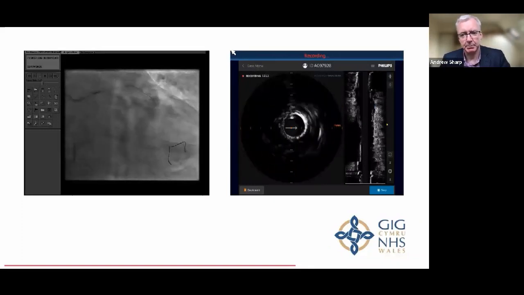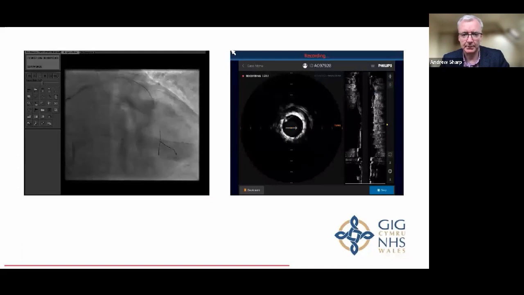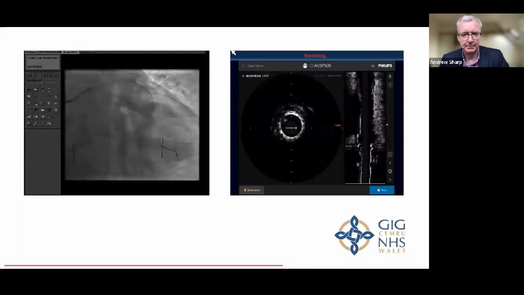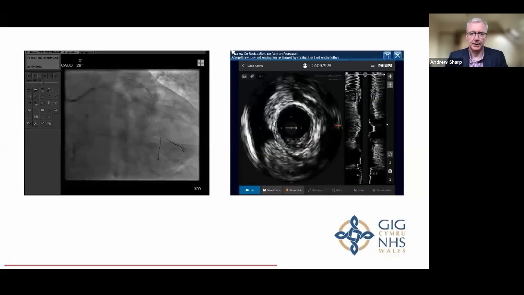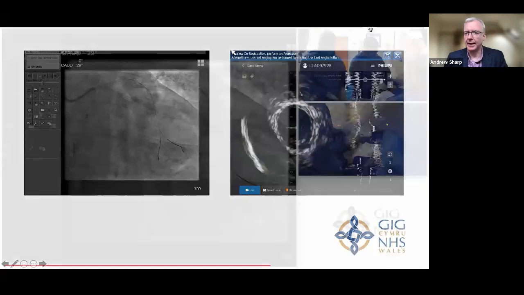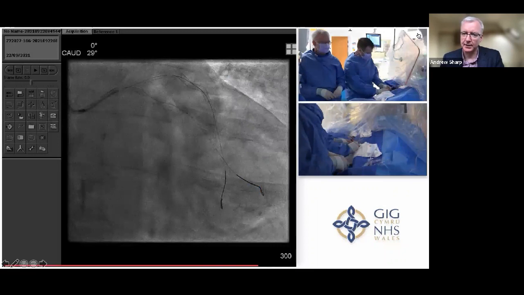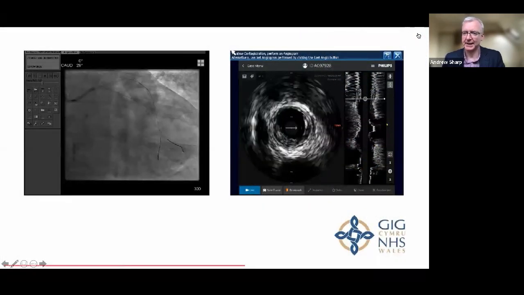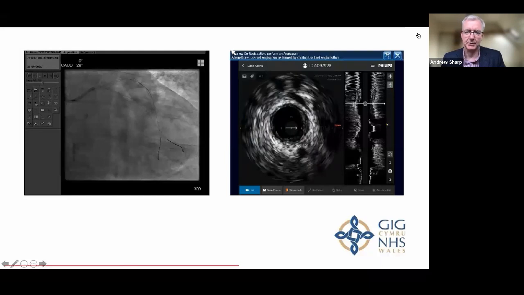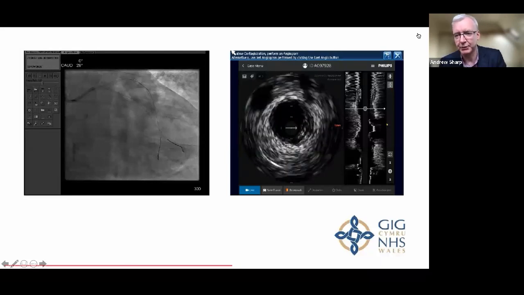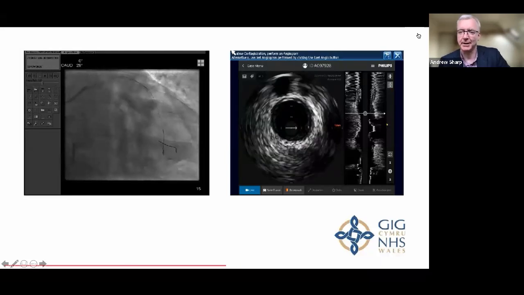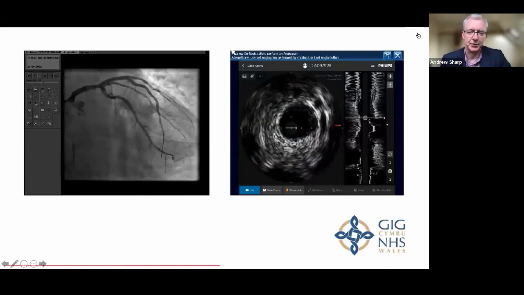As we were doing the pullback though, we got a little bit of a surprise. So I will run it again. So it's running through here. So you can see that we're looking down at the very last minute and concentrating on the mechanics of the PCI. And it was only when it was running back through that I realized that there was something unusual about this IVUS. So well done for those of you who spotted it.